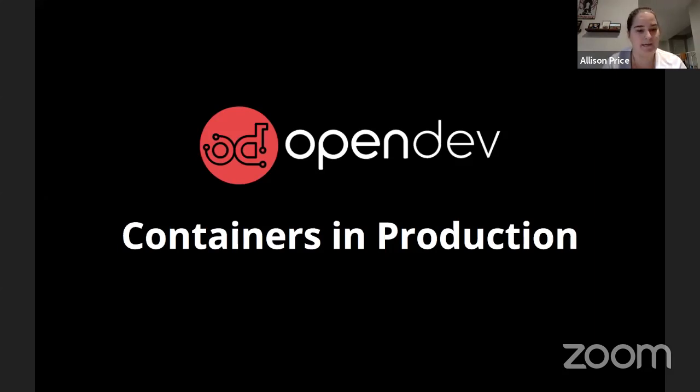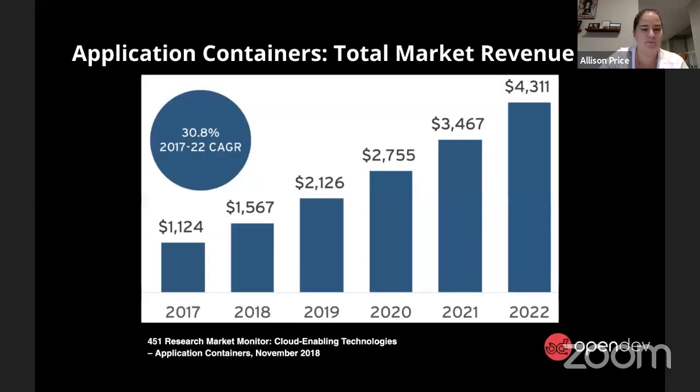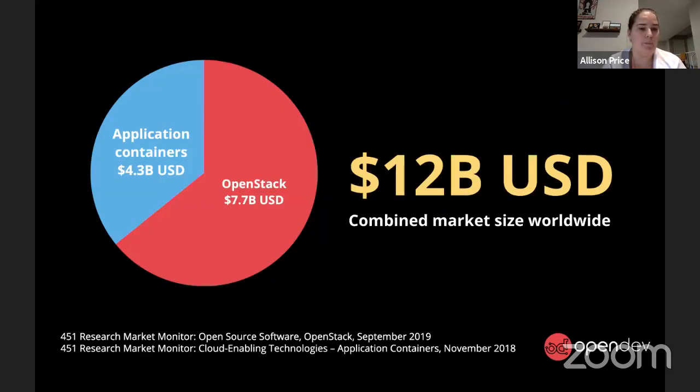But this week, we're going to be talking about containers in production. When it came to choosing the topic, I think containers was definitely top of mind because when we look at the growing market, 451 anticipates that just the container applications market alone is going to be $4.3 billion by 2022. This is an incredible growth rate that they're seeing over the years. And when you partner that with the OpenStack market, this is a $12 billion market by 2023. $12 billion. So there's definitely a lot of growth in both of these markets.